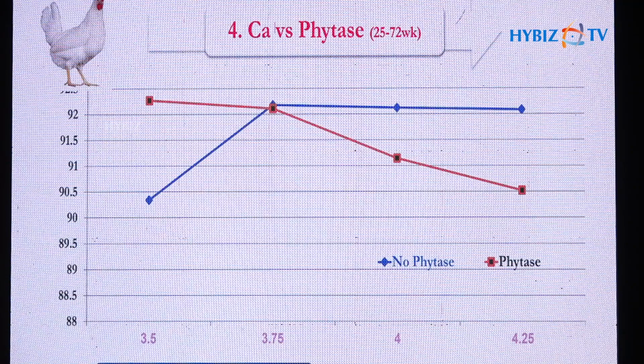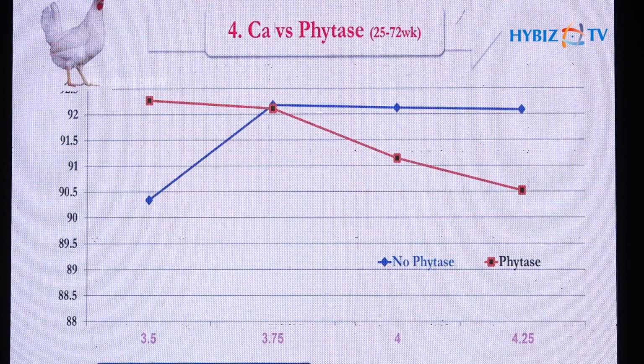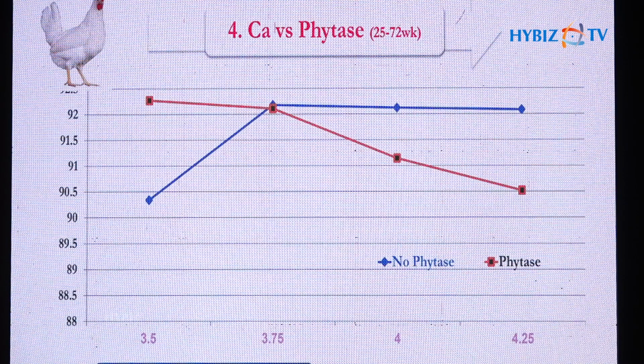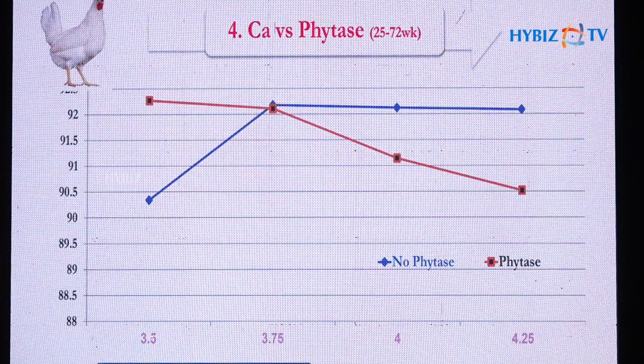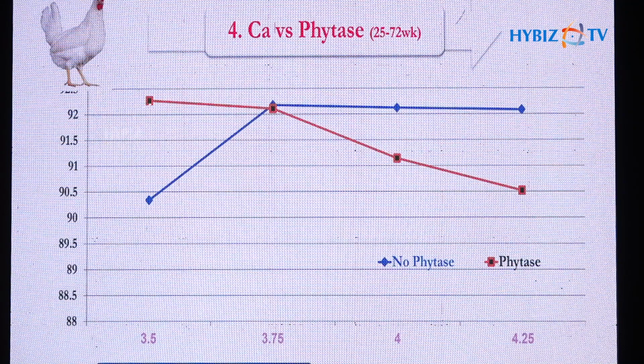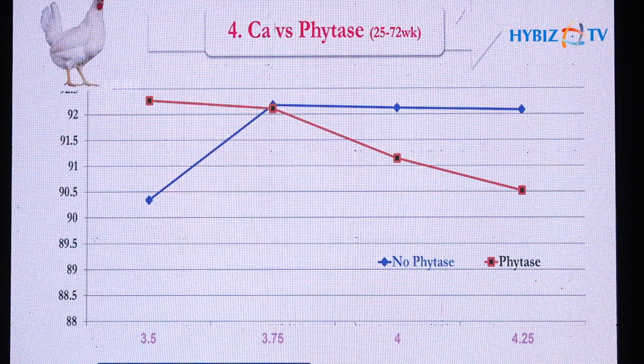So this was published in Animal Feed Science and Technology. Here, without phytase, we increased the calcium level from 3.5 to 4.25%. When you see, with increasing dietary calcium from 3.5 to 3.75, there is a significant increase in egg production. But after that, there is a trend of decline in egg production, but may not be very conspicuous. But in presence of phytase, we got the maximum egg production at a 3.5% level. And with increasing calcium level with phytase, there is a significant drop in egg production.